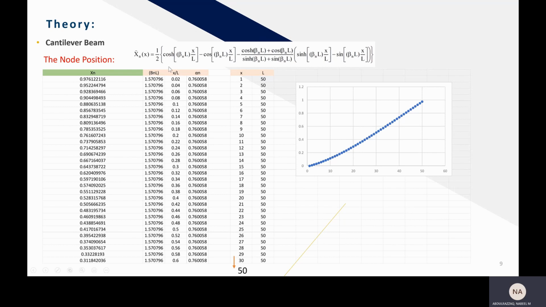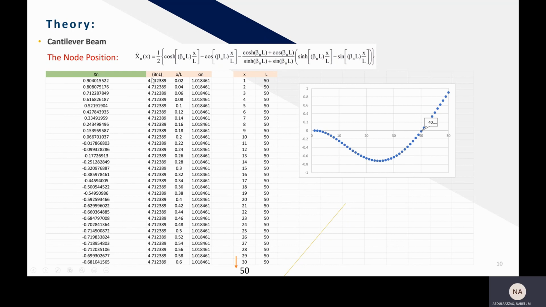Based on that, the value of the x sub n for the first infinite root will look like this, where no node is indicated. Now, if we put the second infinite root, which is 4.7, we should get 1 node, and in this case it is 40, at which the x sub n will equal 0. And if you move on and put the third one, you should get 2 points, and the fourth one, you should get 3 points, and so on. And that's how we find the node position using this equation for the cantilever beam.